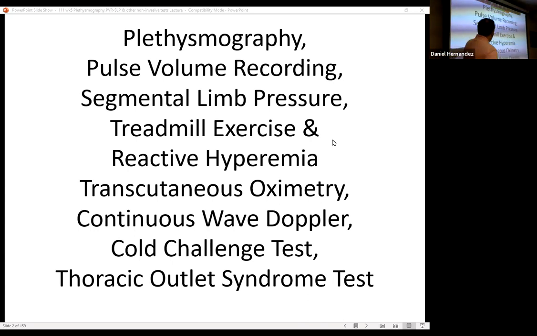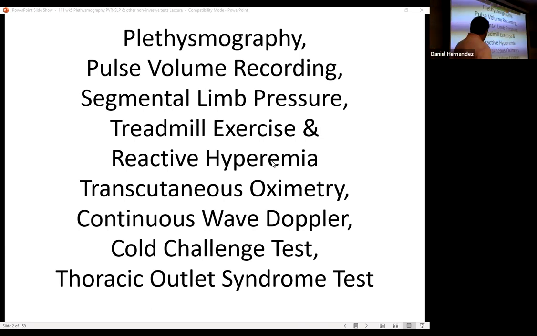So this could potentially be an option for patients who can't ambulate, that we can't exercise on the treadmill. Say they're diabetic, or we've had to amputate, they don't even have feet. How do we expect them to walk? So we can do this hyperemia test. We'll learn about another test called the transcutaneous oximetry.